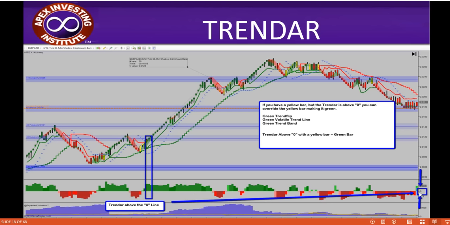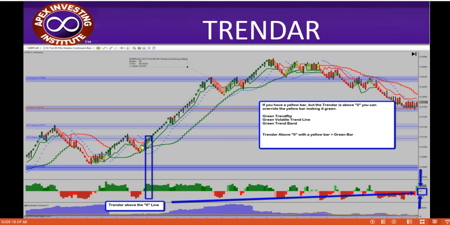And all we're looking at is what? The zero line. Is the trend-R indicator above the zero line or below the zero line? Basically, is it green or is it red? Simple as that. And remember, we talked about it's a chop filter, just like the bar color chop filter.